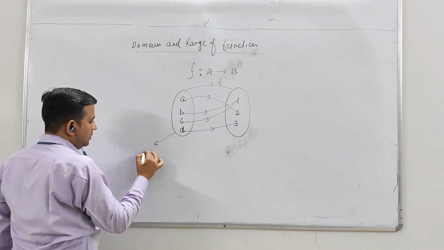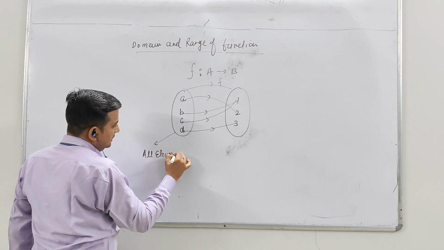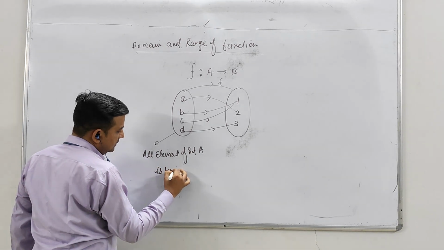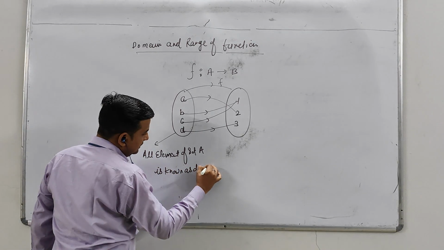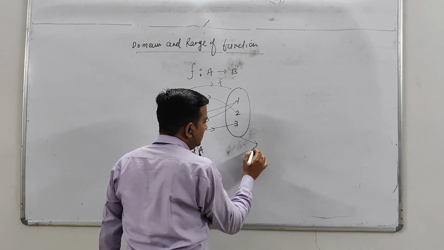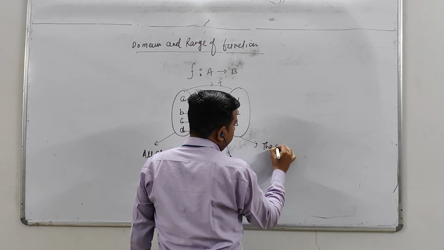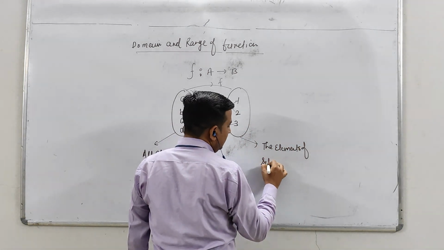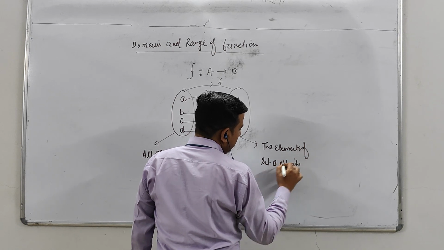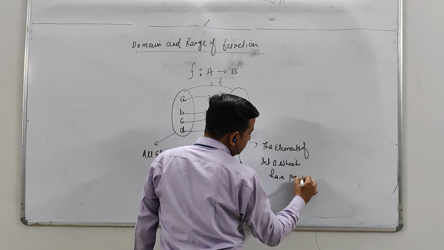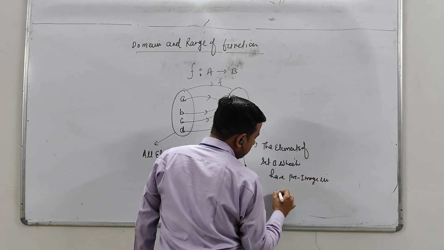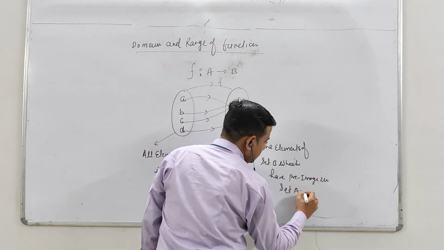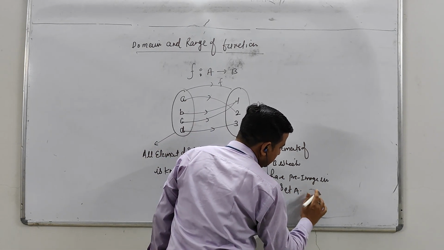So all elements of set A is known as domain, and the elements of set B which have a pre-image in set A, it is considered as a range. These are considered in range.